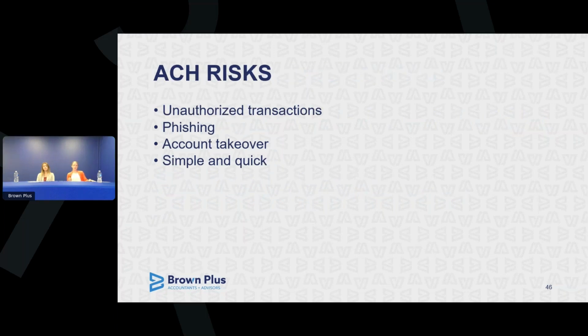So ACH, these risks that come with these transactions. What are the risks related to that? Again, unauthorized transactions. Somebody getting into your account and pulling money out for a transaction that's not even legitimate. A lot of times that can happen through a phishing scam. Maybe you get an email that looks like it's from a legitimate vendor, you go in to pay it, and it's paid to the wrong bank account. It goes somewhere else. It gets diverted.